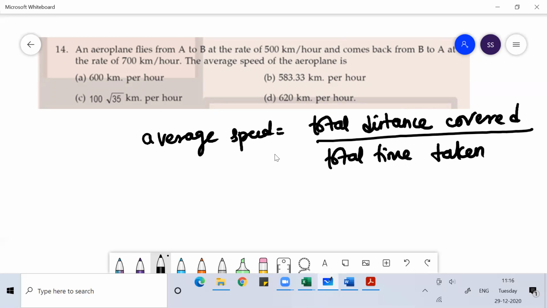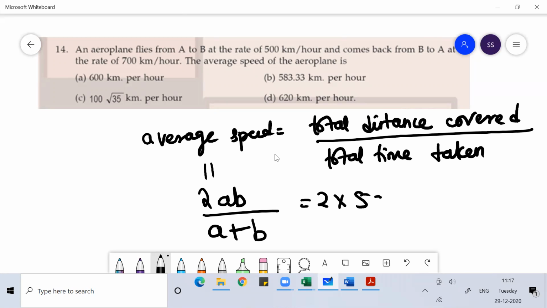Okay, so this is the formula of average speed. Here the distance is not given, neither is the time given, only the speed is given. So the shortcut formula for this kind of situation is 2ab by a plus b. That is a shortcut formula to find the average speed when the distance is the same, because in both cases the aeroplane is covering the same distance: 2 into 500 into 700 divided by 500 plus 700.